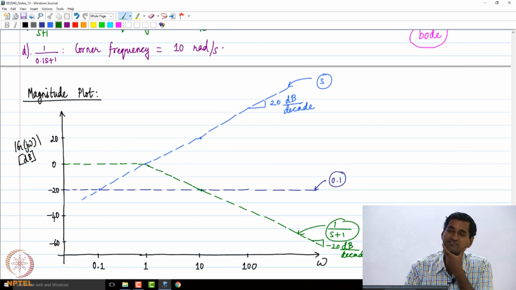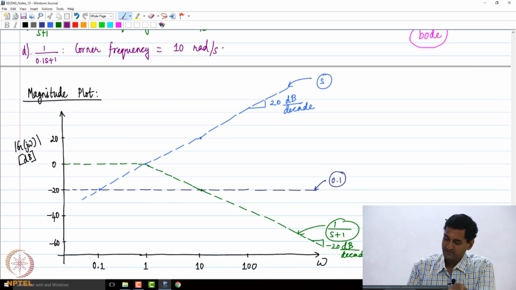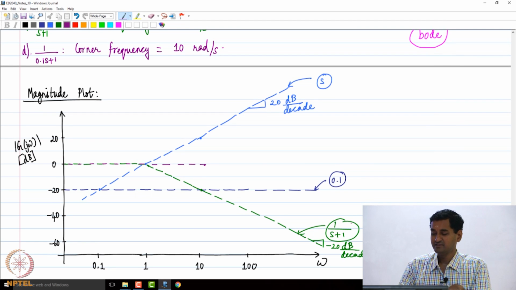Now we need to look at the fourth factor, which is 1 divided by 0.1 times s plus 1. So we know that the corner frequency is going to be 10. So once again, the low frequency asymptote is going to be the 0 decibel line, and that's going to extend till the corner frequency of 10. Let's say the corner frequency is somewhere here. Till 10 we are going to have the 0 decibel line as the low frequency asymptote. Once again, what's going to be the high frequency asymptote? A straight line with a slope of minus 20 decibels per decade.